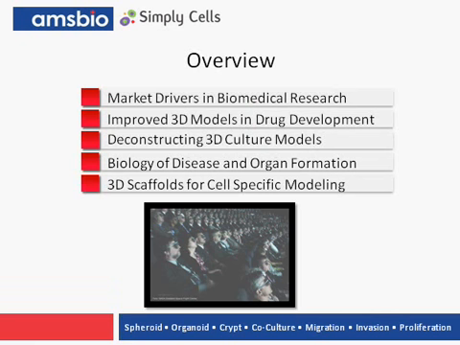To begin with, we'll look briefly at the market drivers in biomedical research and how improved 3D culture models fit within the drug discovery pipeline. We then look at the building blocks that comprise a successful 3D culture model by deconstructing it, followed by some brilliant work in the formation of organ structures from Professor Hans Clevers' lab using natural extracellular matrices. Then we'll move to more examples of hepatocyte and neuronal differentiation in synthetic matrices, finishing with what I believe to be the ideal 3D culture drug discovery model.